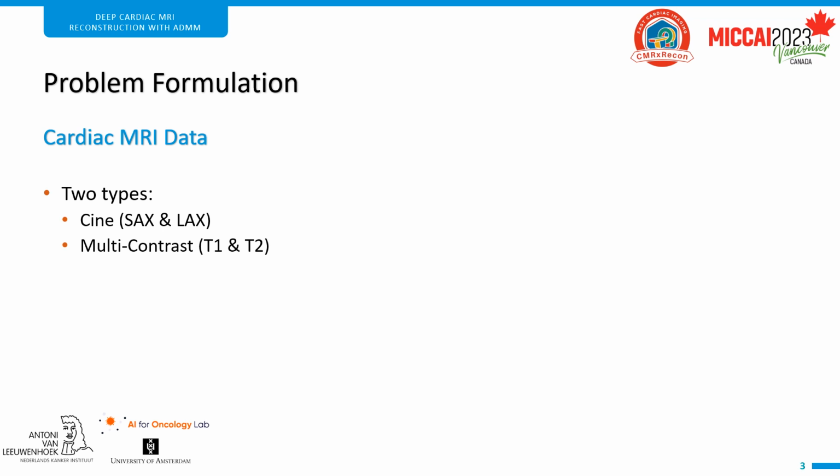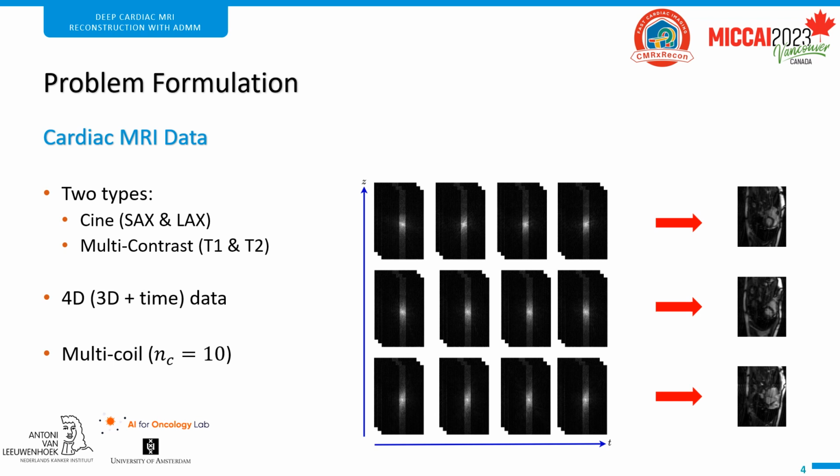Before we get into the details of our formulation, let's take a look at the challenge dataset. Provided measurements comprised two types of scans, Cine, which included short and long axis views, and multi-contrast scans consisting of T1 and T2 weighted MRI data. Moreover, these data comprised dynamic acquisitions, incorporating three-dimensional spatial information with time. In addition to its 4D nature, all data came from a multi-coil setup with 10 compressed receiver coils.